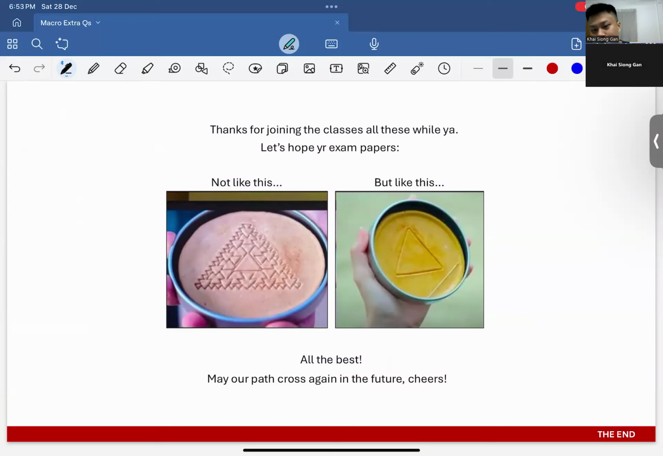So yeah, I had a very fun time teaching you all. Thank you so much for this while. And thanks to some of you who always asked me to go makan also. I really appreciate that. After this, probably I will start another new chapter of my life. So may our paths cross again in the future. Let's keep in touch and hope that we still have a chance to catch up.